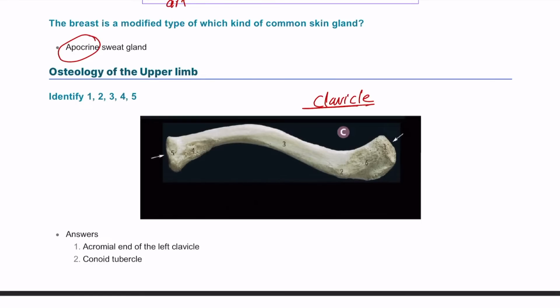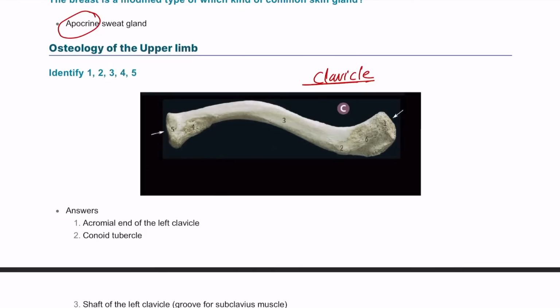So usually the medial side will be the round side, and the lateral side is the flat side. So this is the sternal side, which is sort of round, and the flat side is the lateral side, or the acromial side. So if you identify which side is flat and which side is round, you will be able to identify whether it's left or right. So obviously from this one, this looks like the left clavicle, okay?